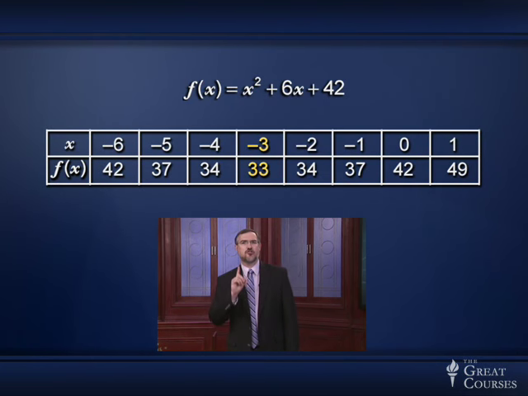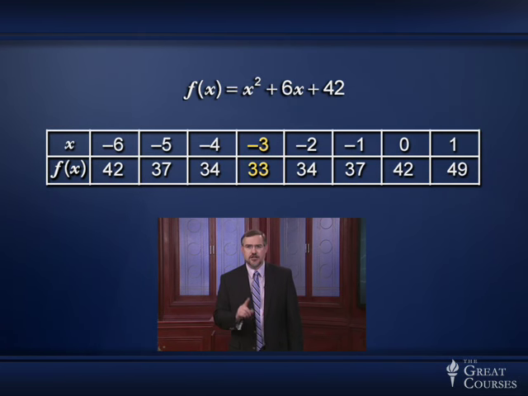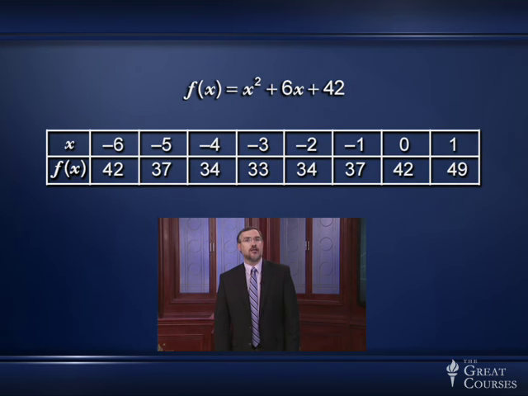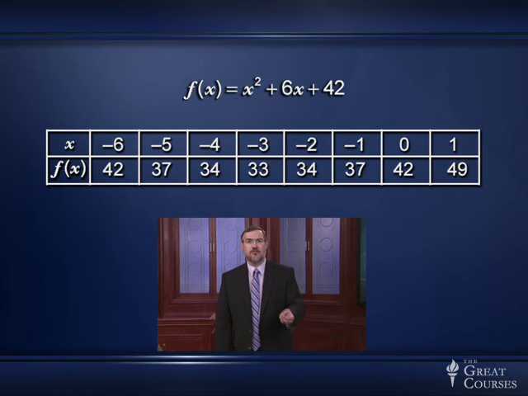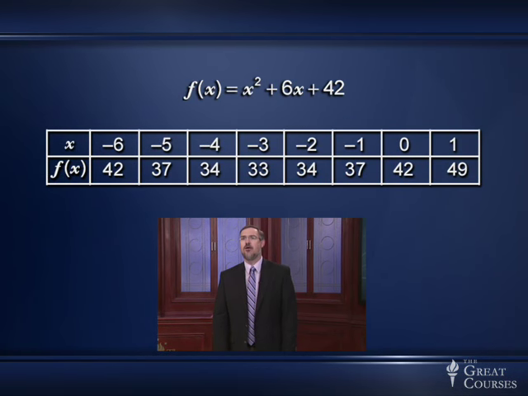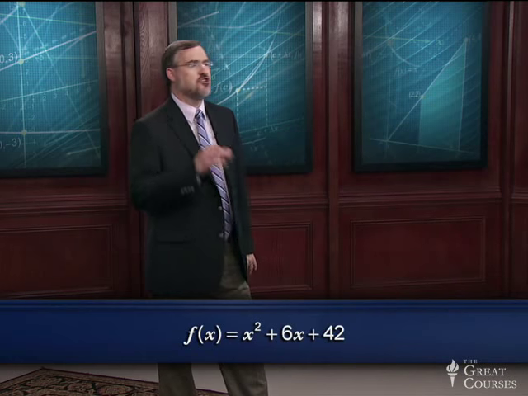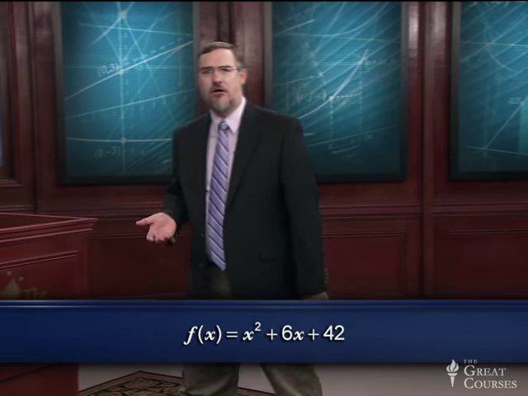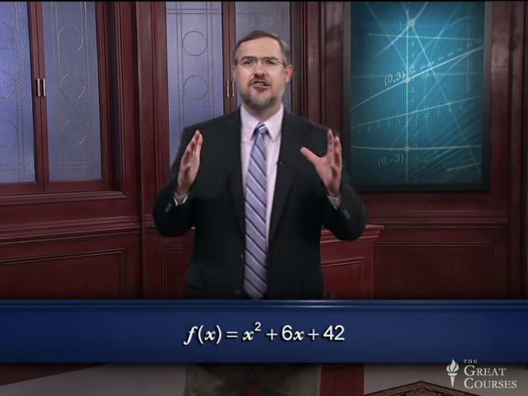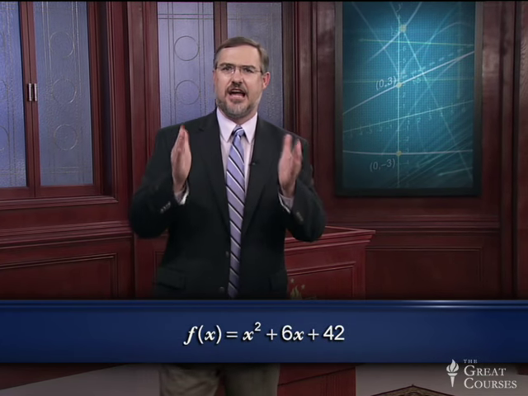But how can I be certain that this is the smallest output value for the function f(x)? Well, believe it or not, the answer can be found exactly by using this completing the square. So here's how it works. I'm going to start by looking at the first part of the equation, and by first part of the equation I mean the x^2 + 6x.